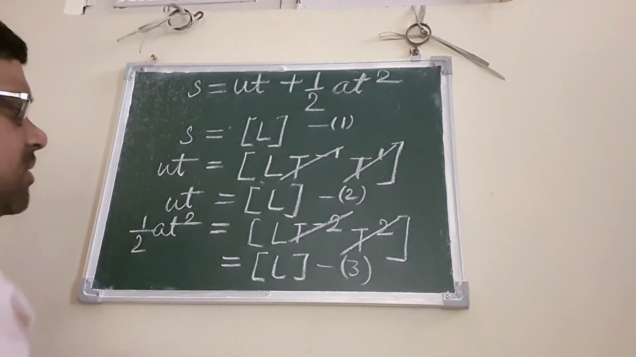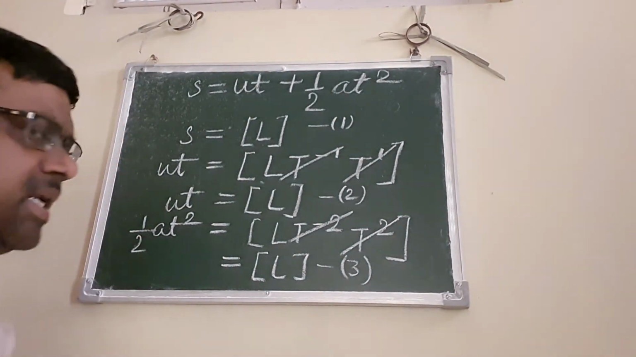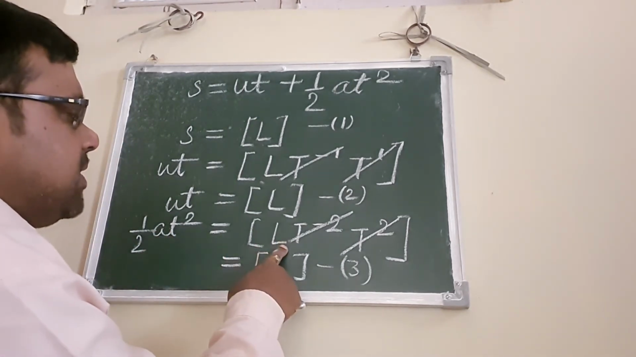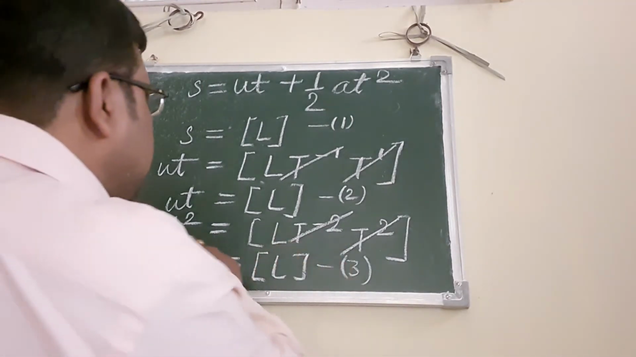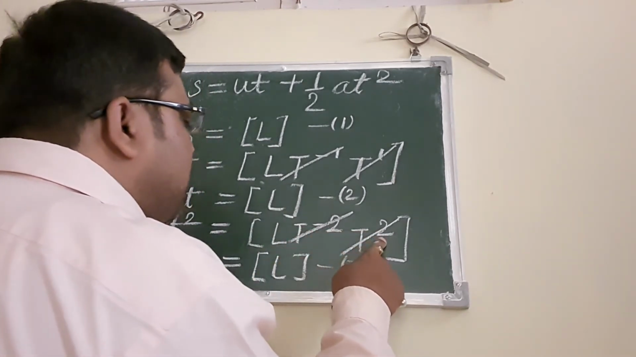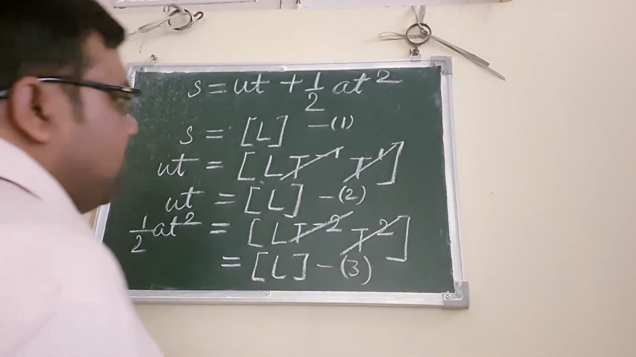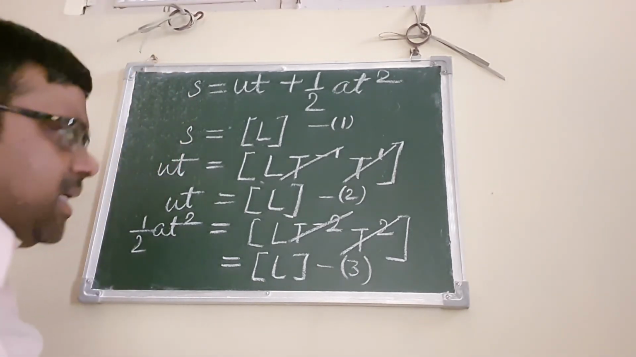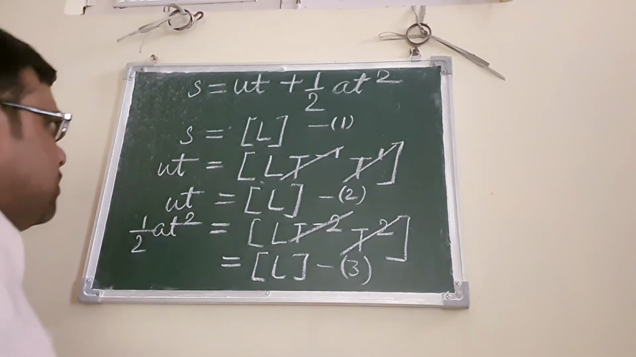Now half at square, half is a constant, so it is dimensionless, so we will not write any dimension for this. Here is the acceleration, so it is L t raised to power minus 2 from meter per second square, and time square, so it is t square. T raised to power minus 2, t raised to power plus 2 gets cancelled, so we are left with L. So from first, second and third equation, this equation is dimensionally correct. So now we are going to proceed to the next question.